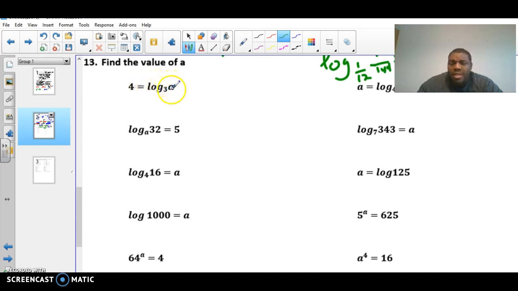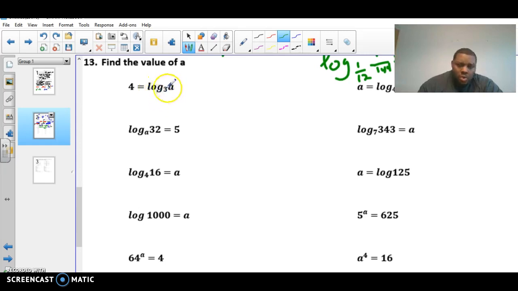My rule of thumb I tell all my students is, guys, look at the problem. Do I have my base? Yes. Do I have my argument? No. Anytime I do not have both of these, the base and the argument, you need to rewrite this in exponential form. Again, do I have my base? Yes. Do I have my argument? No. I have to find my argument. Rewrite this in exponential form.